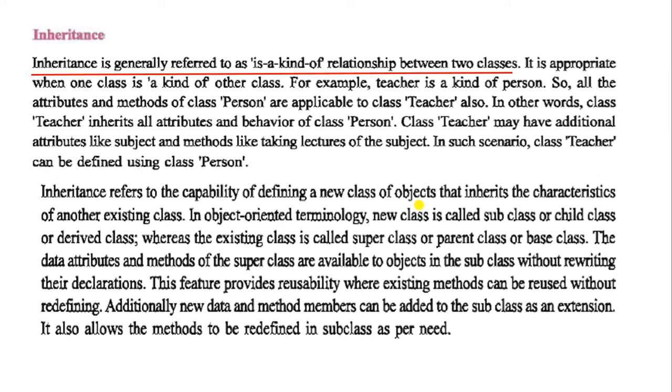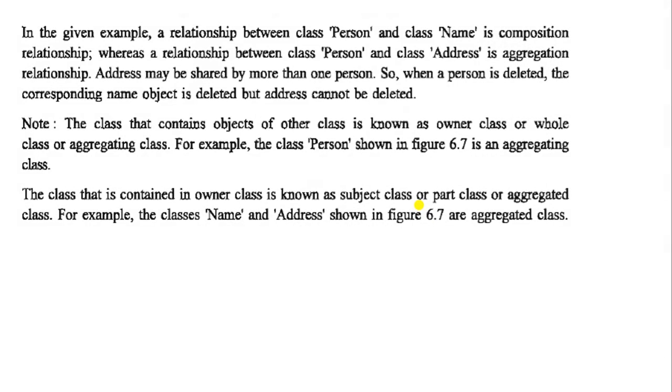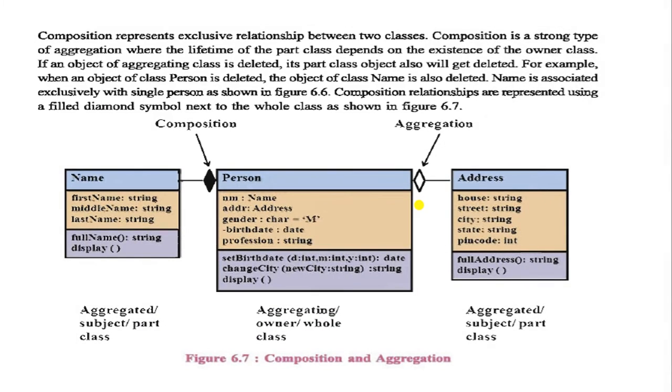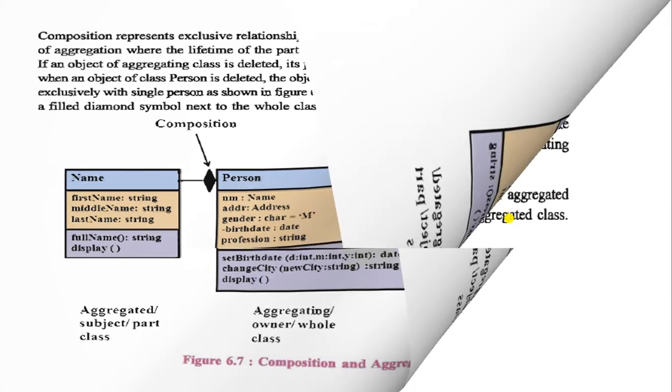Okay, that means in composition, when we delete the object, the attribute name is deleted, then the associated class name is also deleted. In aggregation, if you delete the address in the owner class, then the address class is not deleted. So that is what we can call aggregation.